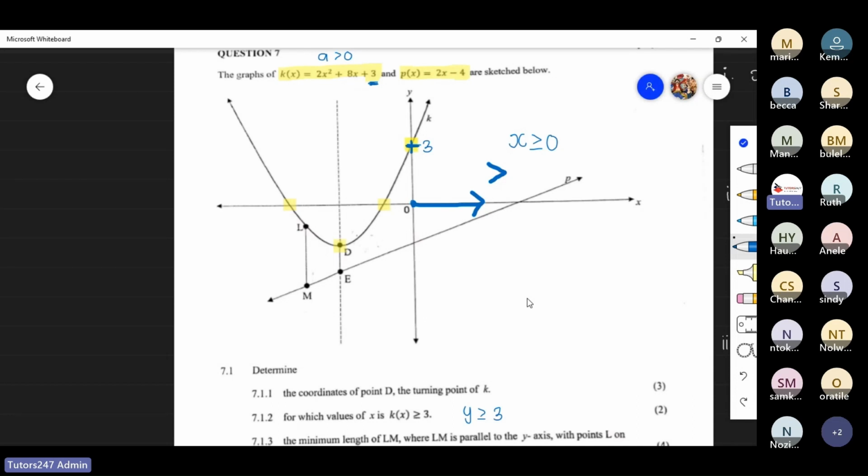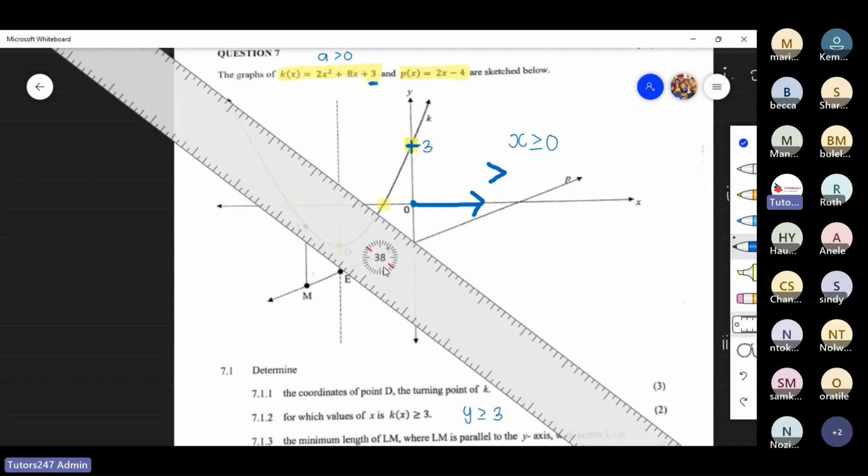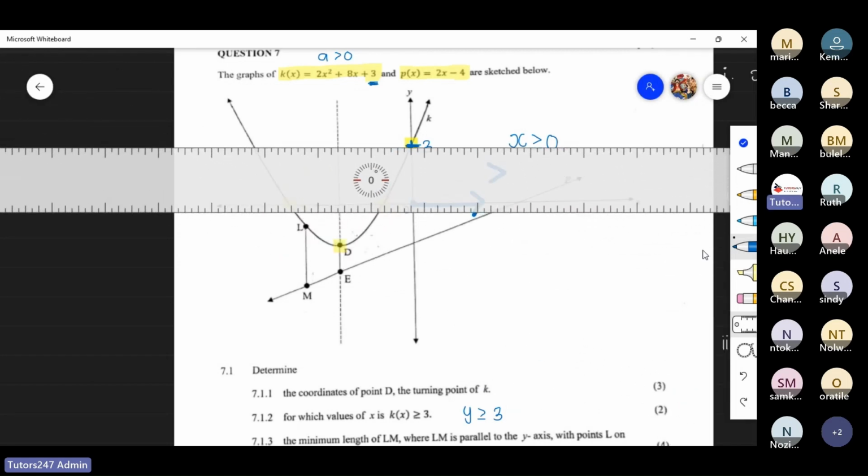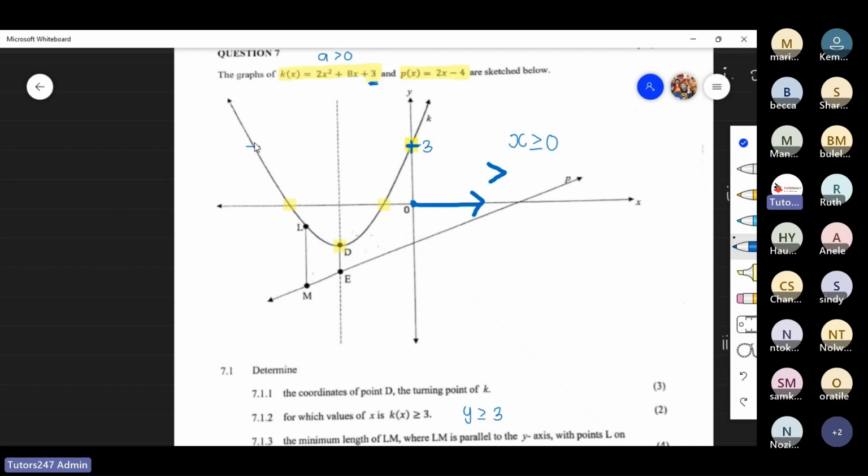So that is only the first part. We now need to identify the left-hand side. So let's take out our ruler and draw a horizontal line. So this is the other value that is equal to 3, the other y value. So we need to identify what's the x value that produces this y value of 3. So far we've only found one value, which is 0. We now need to find the second value. Now, what is that second value?